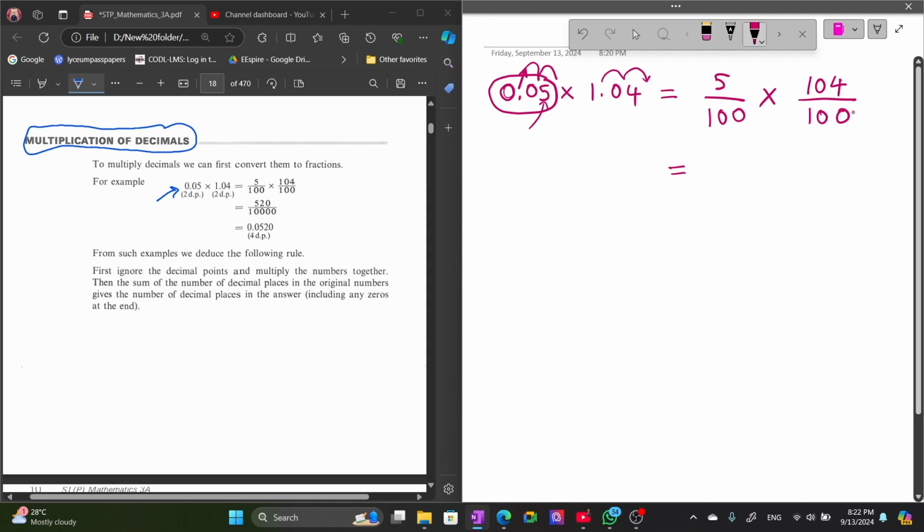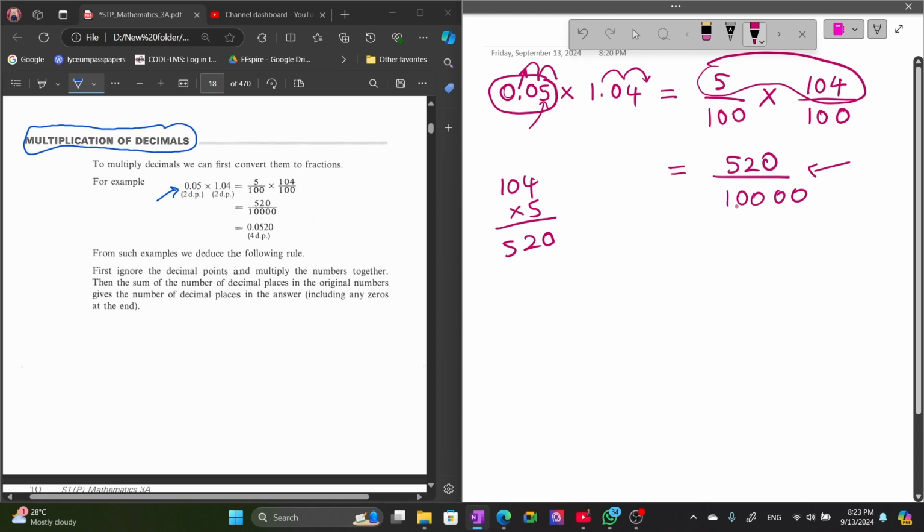Then this is easy. These two are multiplied and put in the numerator. So we get 104 times 5, 520. You know that when we multiply 100 by 100, we get 10,000. So now this is our resulting fraction.